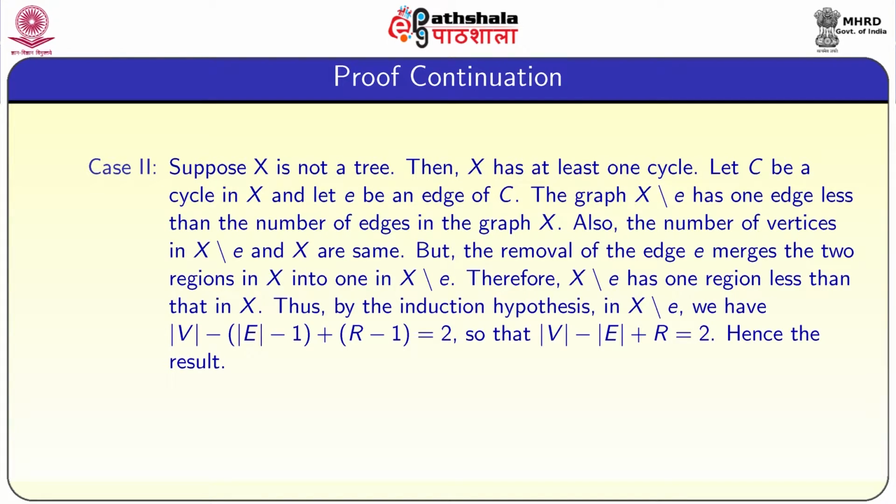Therefore, X minus E has one region less than that of X. Thus, by induction hypothesis, for X minus E we have |V| minus (|E| minus 1) plus (R minus 1) is equal to 2. Hence, we have |V| minus |E| plus R is equal to 2. Hence, the result follows.